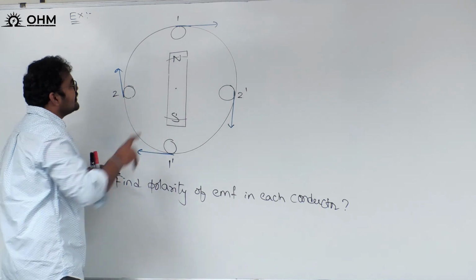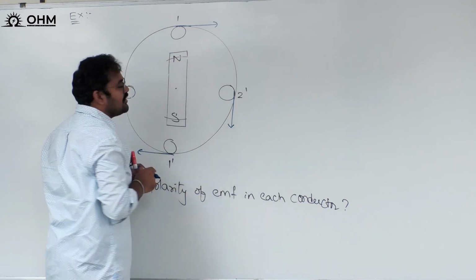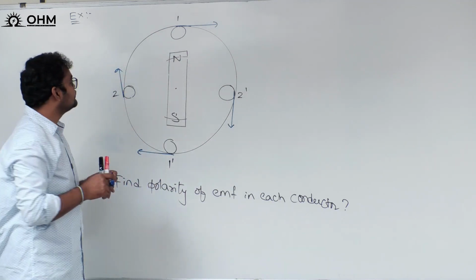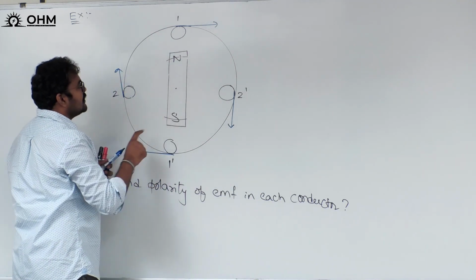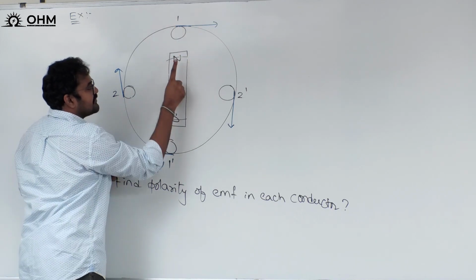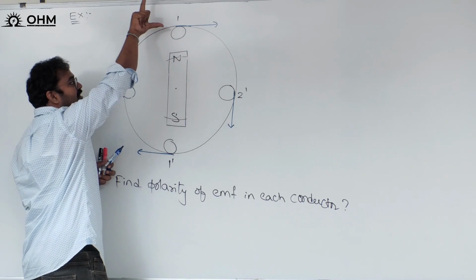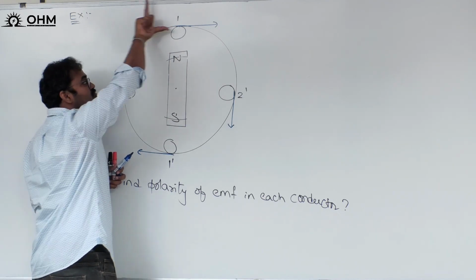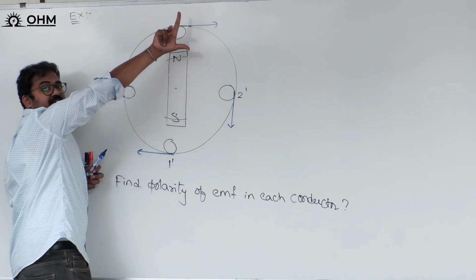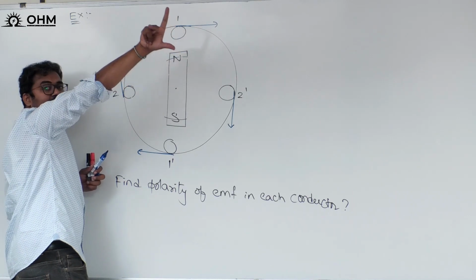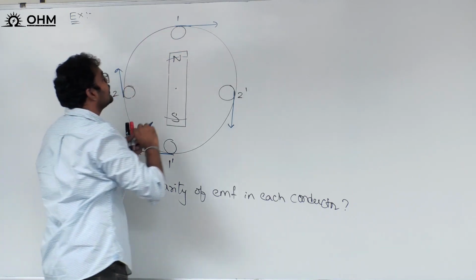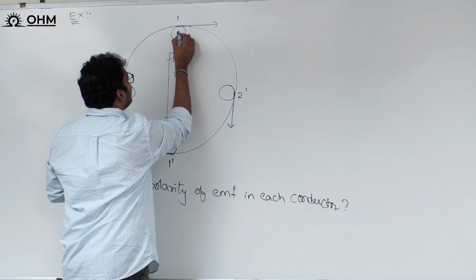Okay. Now, tell me, find out the polarity of induced EMF in each conductor. Yes, this is north pole. So north pole will emit the flux, right? So point finger will show you the direction of flux. Conductor is moving in clockwise direction, that means to the right side. Now what is my central finger showing? Is this showing out of the plane or into the plane? Out of the plane. Therefore the polarity of conductor 1 is dot.